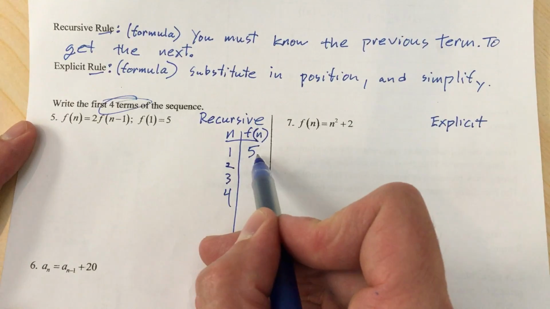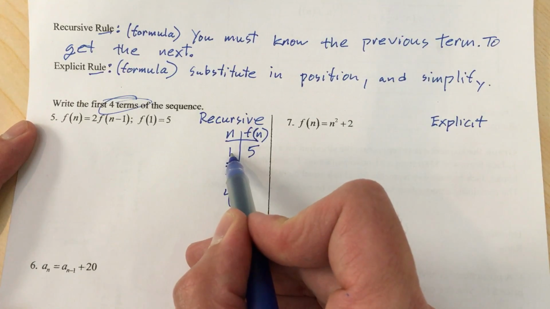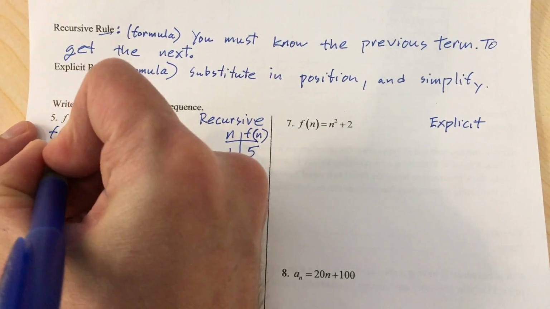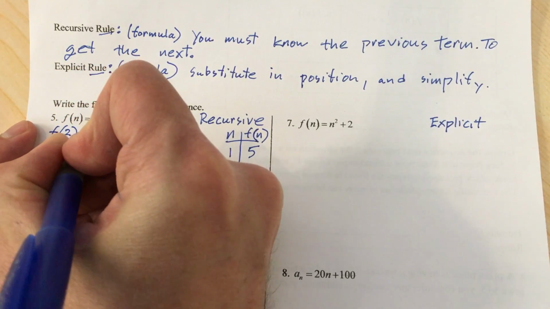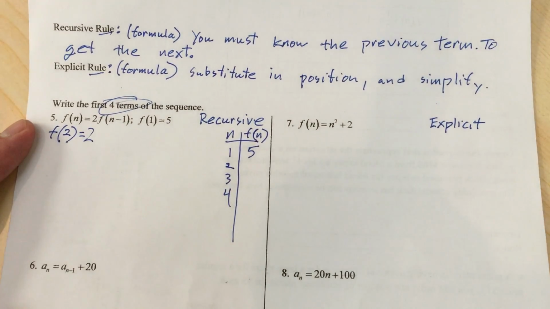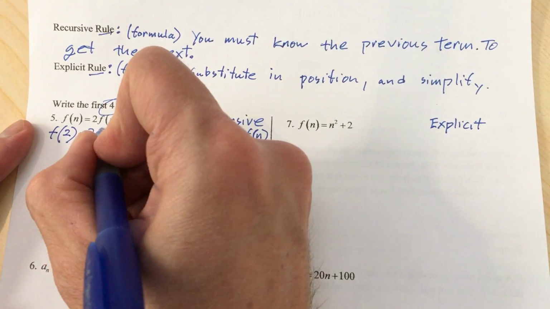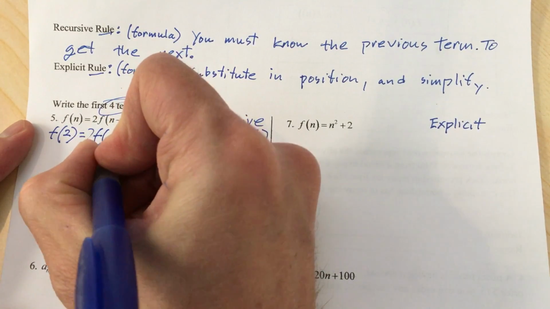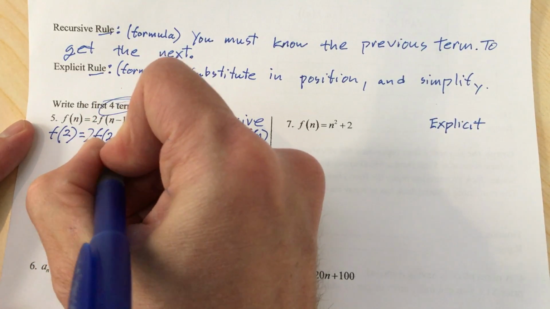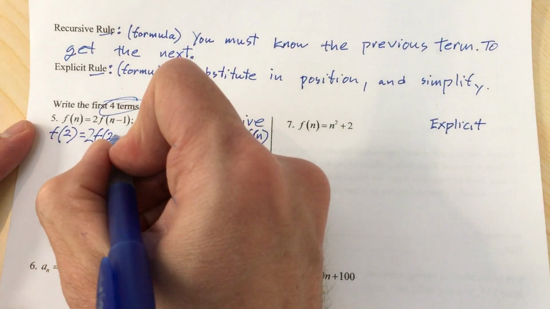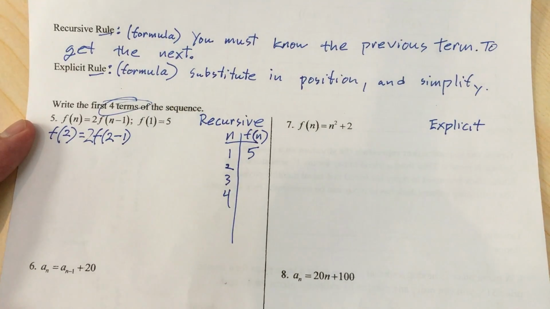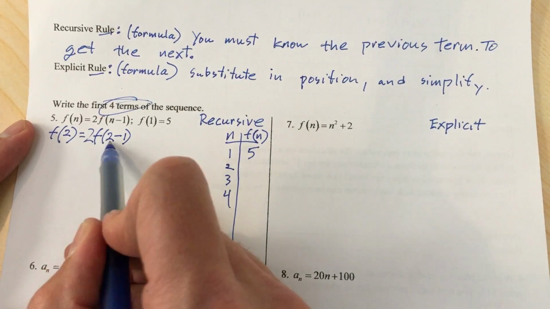We already know what f of 1 is, so we don't need to substitute 1 in, but we do need to substitute 2 in. So we're going to start off by f of 2 equals, we're going to keep that 2, that's a part of the function, okay? It's just a part of the formula. And we've replaced n with 2, so we're going to substitute 2 in there. 2 times f of 2 minus 1.